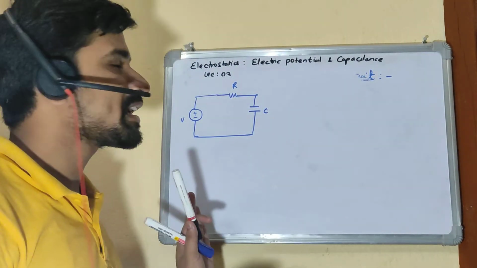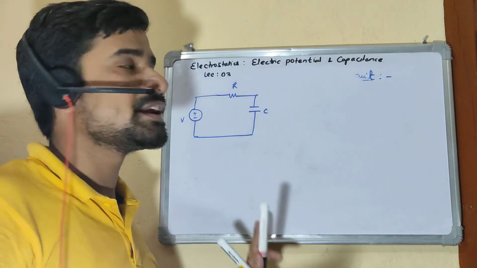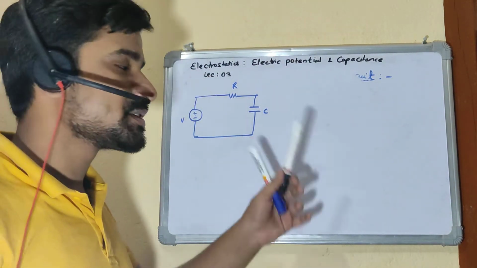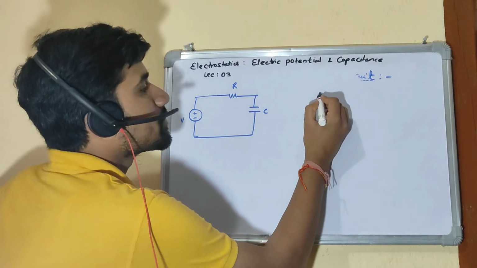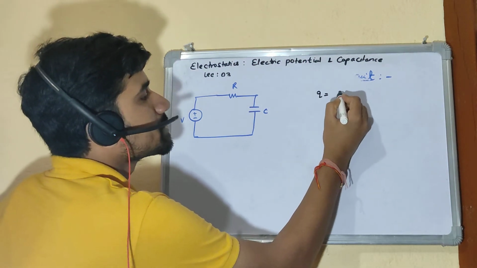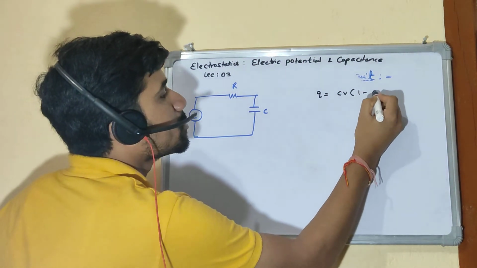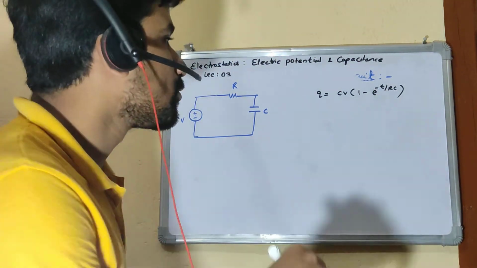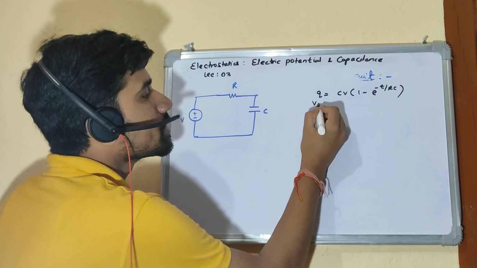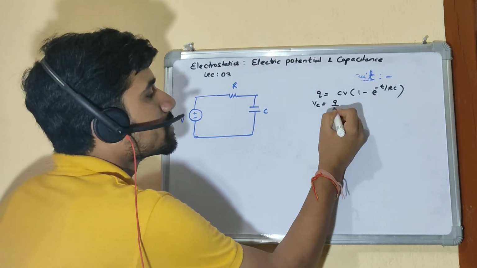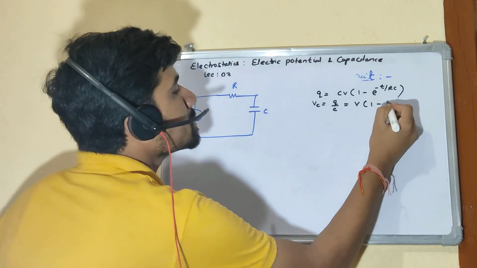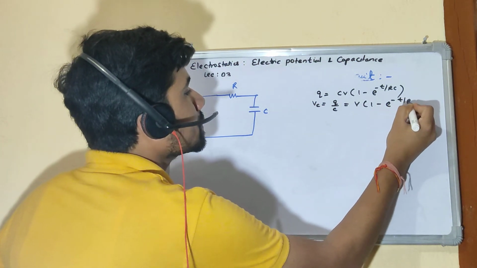So we discussed when a capacitor is initially discharged and it is connected to a battery of potential V in series with a resistor, the charge develops on the capacitor using this relation, which is CV into 1 minus e to the power minus t by RC, right? What about voltage on the capacitor? Voltage is q by C. So it becomes V into 1 minus e to the power minus t by RC.